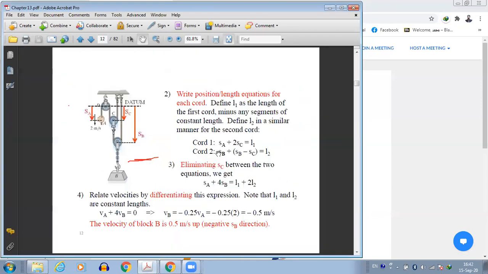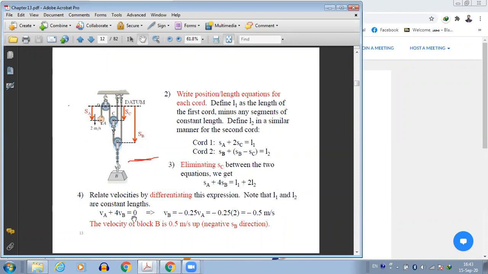So you see, rope 1: SA plus 2SC equals length 1, and rope 2: SB plus SB minus SC equals length 2. Then we just eliminate SC, so we get a relationship between A and B. The relationship between A and B is VA plus 4VB equals to 0.